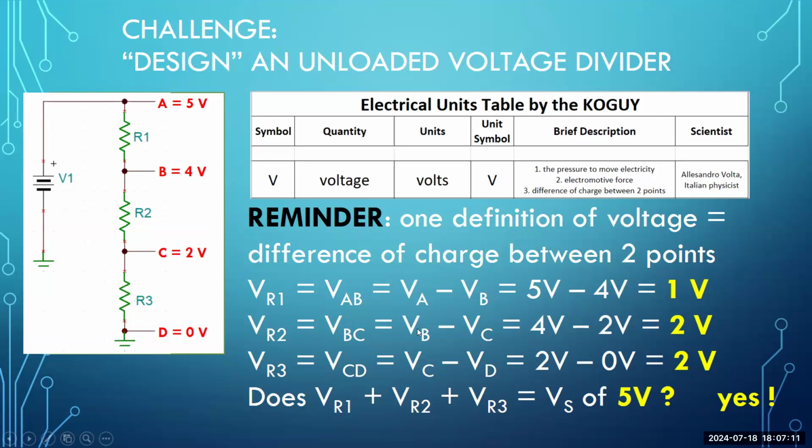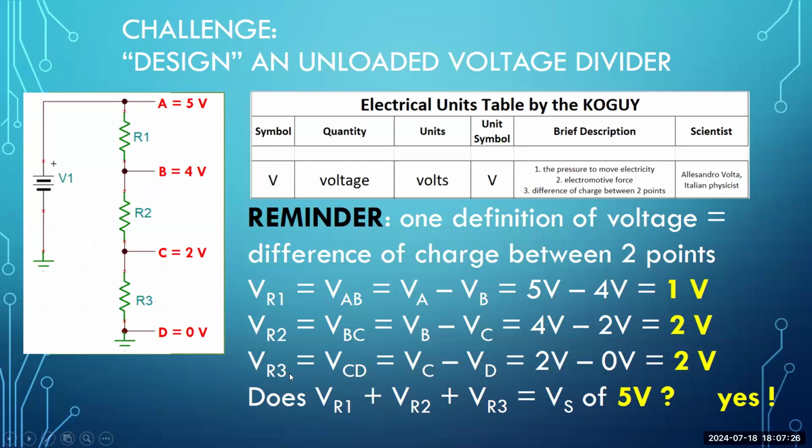What is the difference of potential? The difference of potential is voltage B minus voltage C, which in this case is 4 volts minus 2 volts, because those were the requirements of the design. So what's 4 minus 2? It's 2 volts.